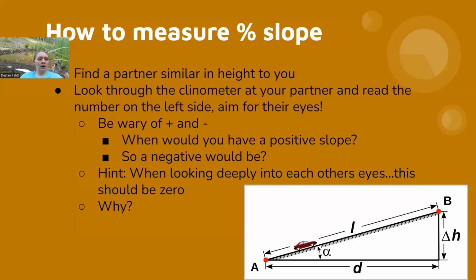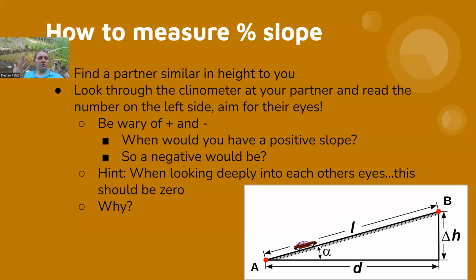So when we're working on this, you need to be aware of the plus and minus on the clinometer. So there are pluses and minuses, right? So I want you to think about, when would you have a positive slope? So if you think about a positive slope, you should be lower where you're sitting and using the clinometer, and you should be measuring up, right? So then we have a positive slope. So if you then stayed in those positions and you threw the clinometer to your partner, then your partner is going to be measuring a negative slope down back towards you, right? So be aware of that.